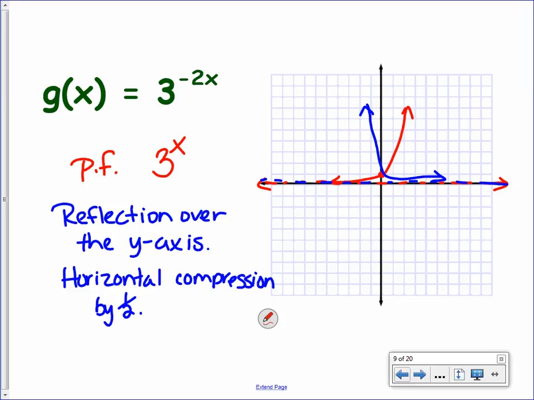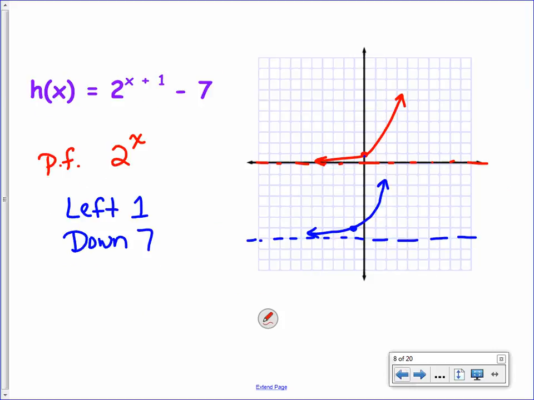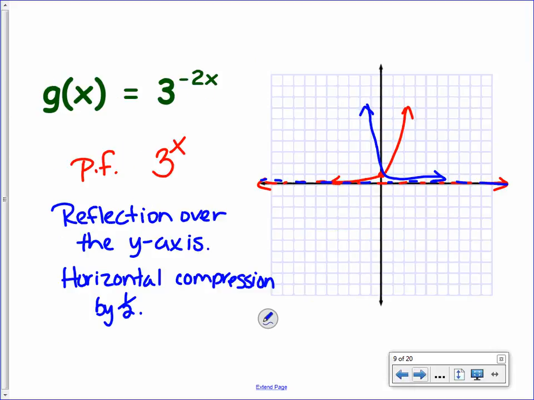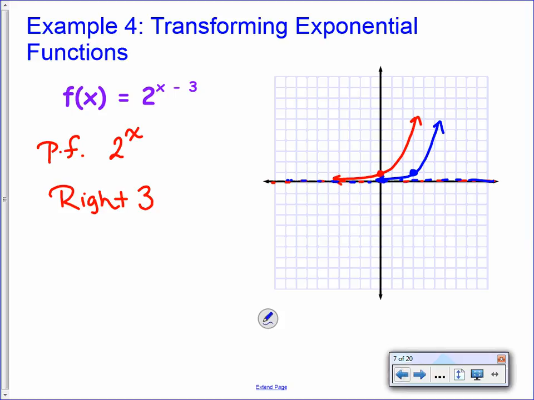Here we did not change the range. It would still be 0 to infinity. Okay, here we did change the range. For the parent graph, it's 0 to infinity. But for the transformed graph, the range is negative 7 to infinity because we shifted the graph down 7. And if we go back here, we just shifted the graph right 3. That didn't change the range. It's still 0 to infinity.